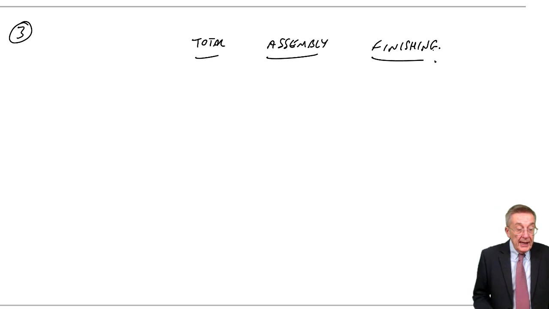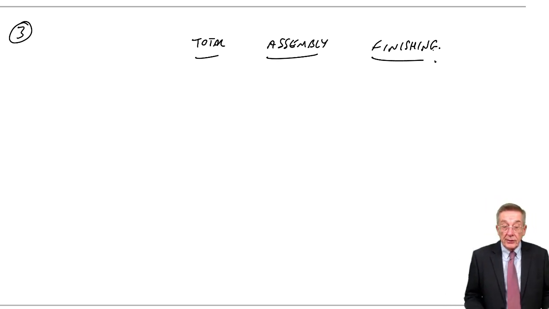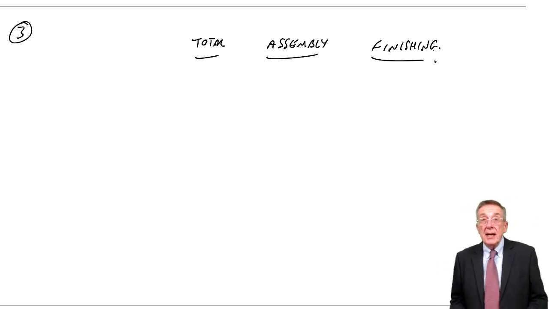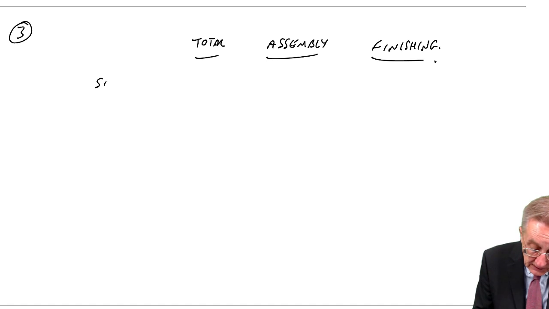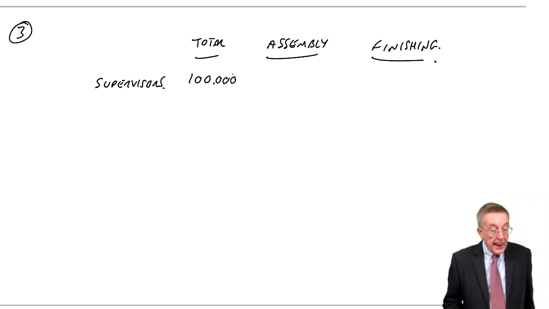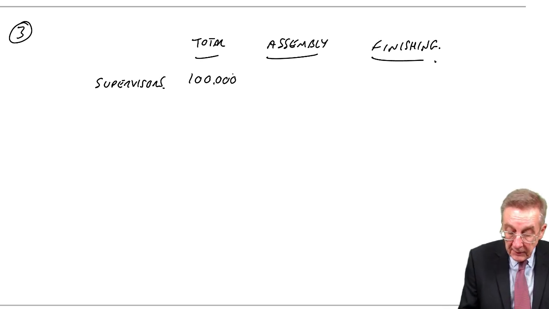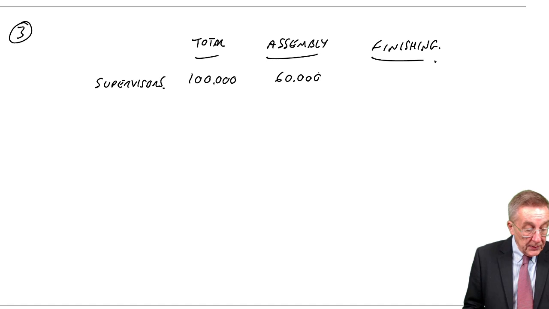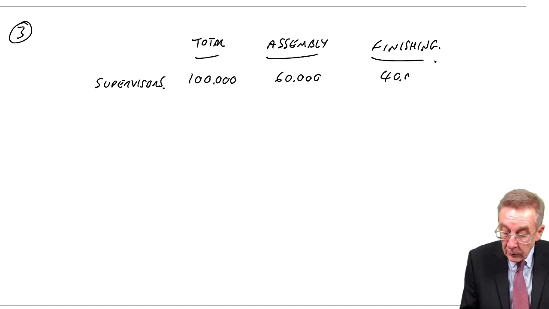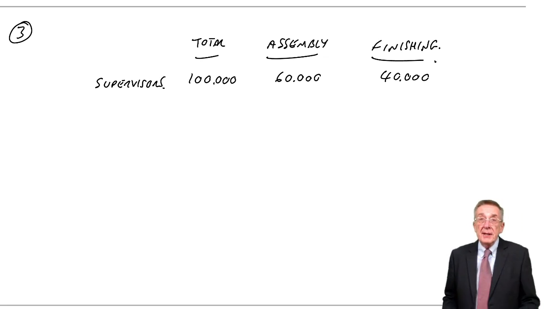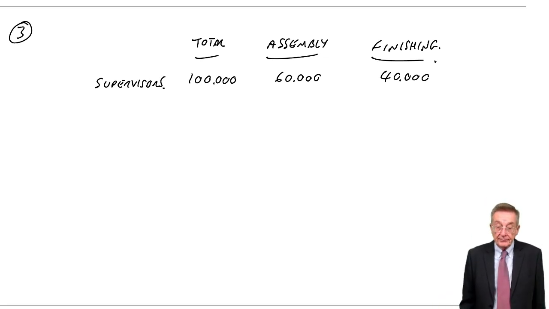And what does it say about the costs? It says the fixed cost of production is $700,000. Of this total, $100,000 is the salary of the supervisors. So supervisors, $100,000. And how are we going to split that? Well, it tells us the assembly supervisor is paid 60,000, the finishing supervisor 40. So that's easy. If we know what the cost is in each bit, we stick it in each bit.